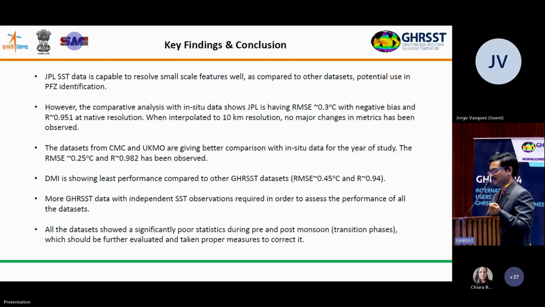But this is not a conclusion; for further study, we need to analyze more data with more independent datasets. As we all know, this ICOM data is already used in producing this GHRSST data, but we wanted to see the interpolation methods used to generate these products and what their impact is, and even then we have seen certain deviations from the actual value. So all these data showed significantly poor statistics during pre-monsoon and post-monsoon.